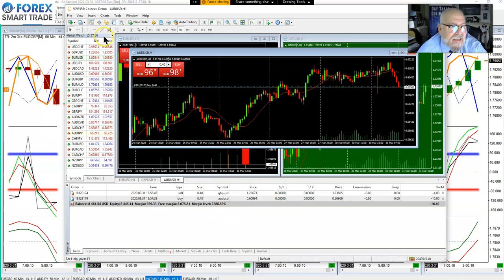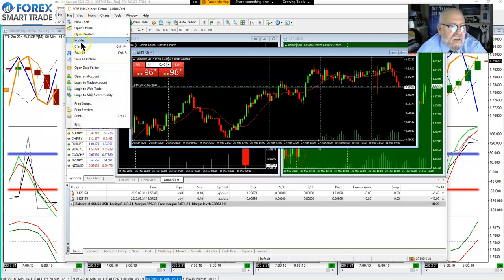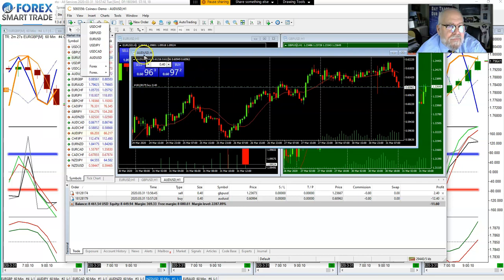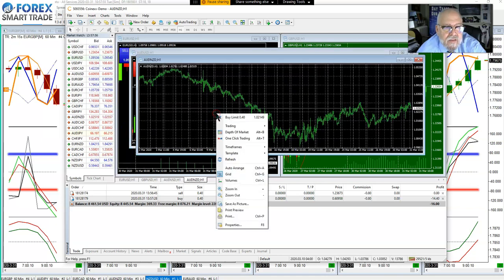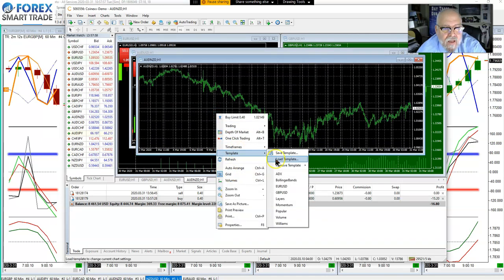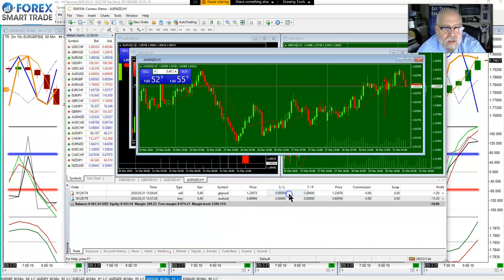Australian NZD. File, new chart. I scroll through the pairs. I don't see him there. Don't see him here. Australian NZD, here he is. It is a buy.